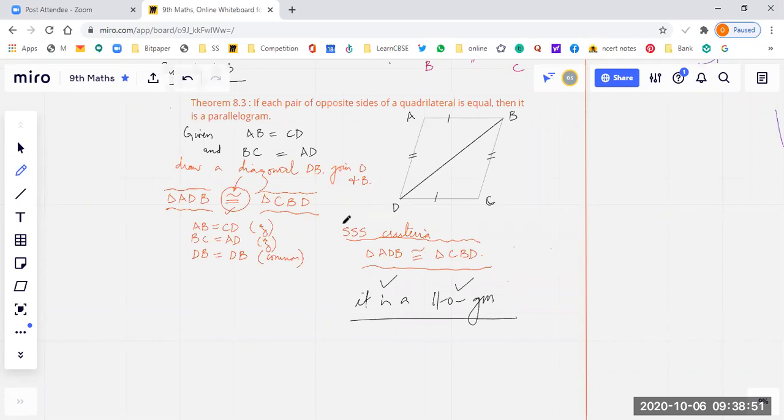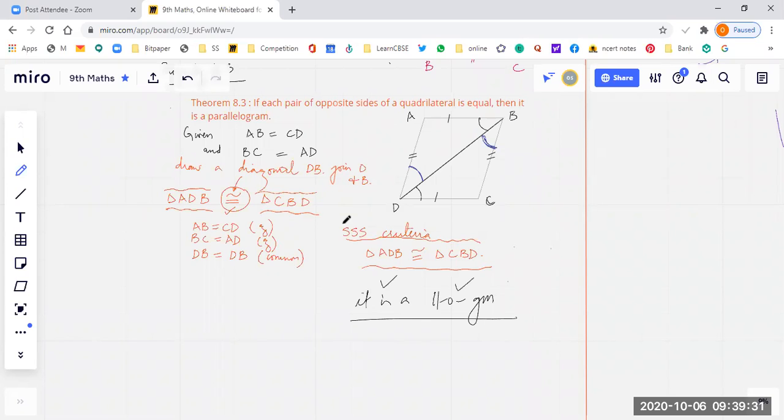Otherwise, you can say, students, that this angle is equal to this angle. Why? Because they are congruent, CPCT. And you can say that this angle is equal to this angle by CPCT. So that also proves it, when this angle is equal to this angle, the interior angles are equal, students. Interior angles are equal only in one case.